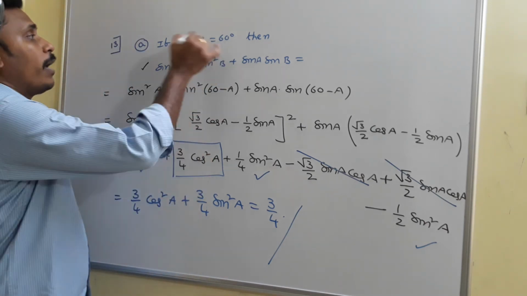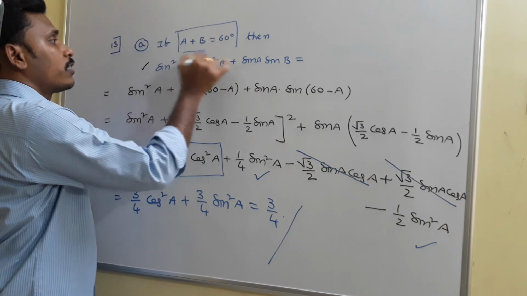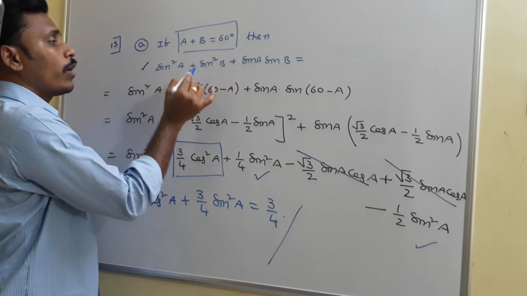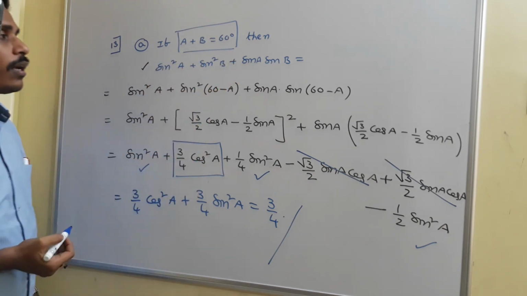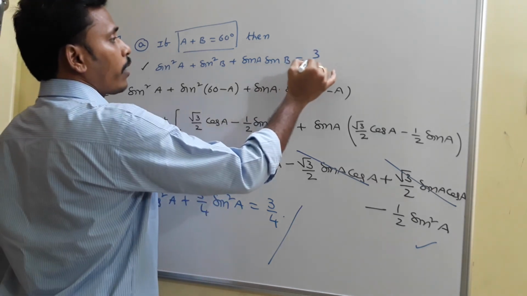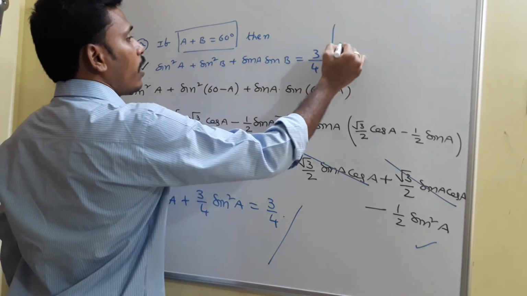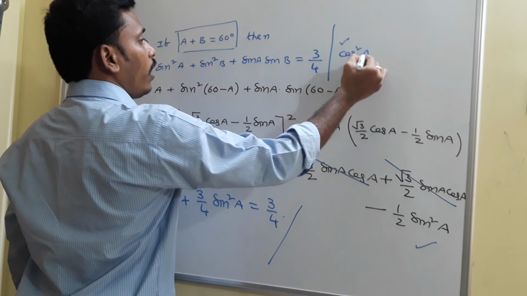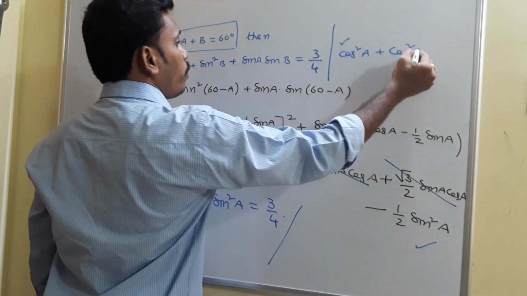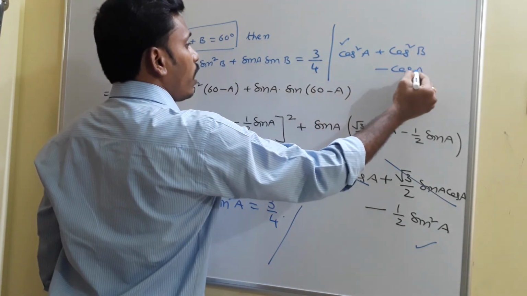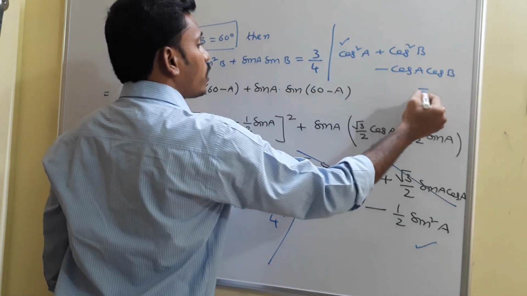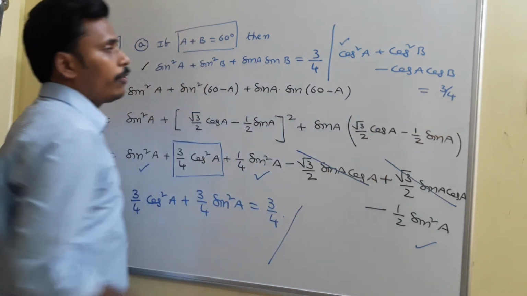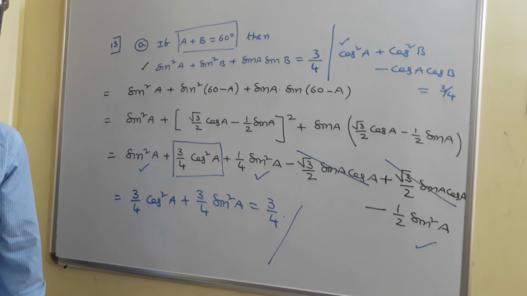Just have a look. If A plus B is equal to 60 degrees, then sin²A plus sin²B plus sinA sinB is 3 by 4. Not only this, similarly, if you find the value of cos²A plus cos²B minus cosA cosB, again you will get 3 by 4. You just observe it.